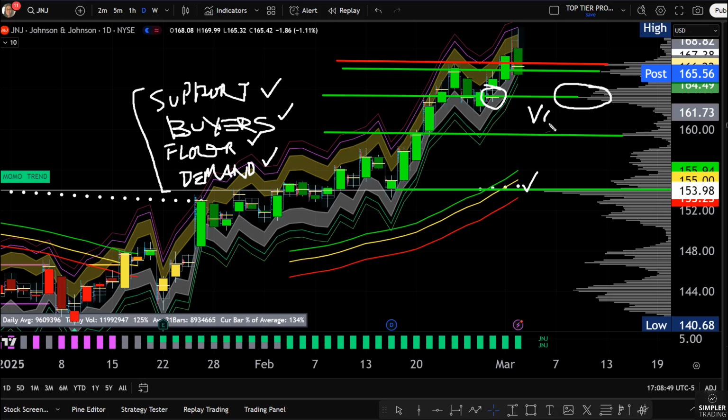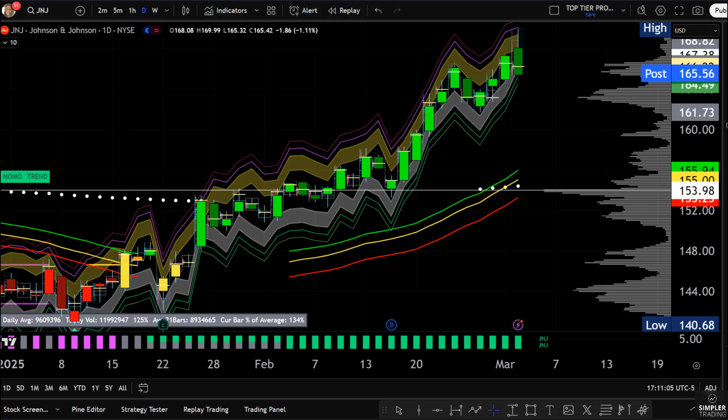So in this case, the how or the why is volume, right? So we're using volume to say, hey, this is where support, buyers, floor, demand is. We can also use volatility. We can also use price. There are a lot of reasons, but it's not the name. It's why it's plotting that spot on the chart. So you can see here, volume kicked in at around 163.20.